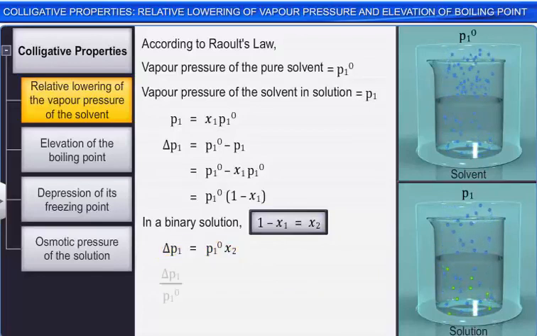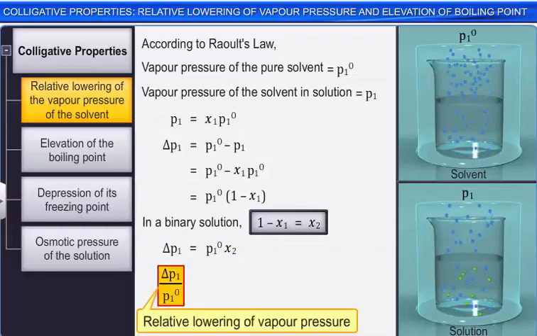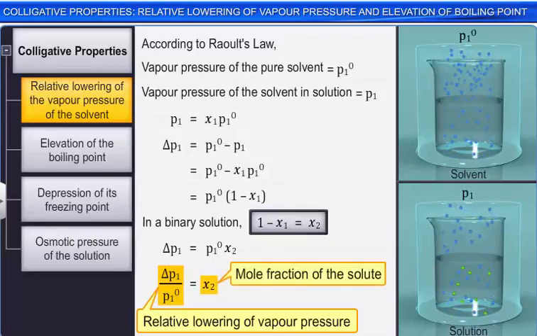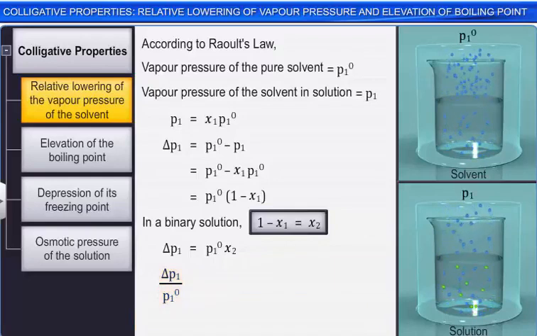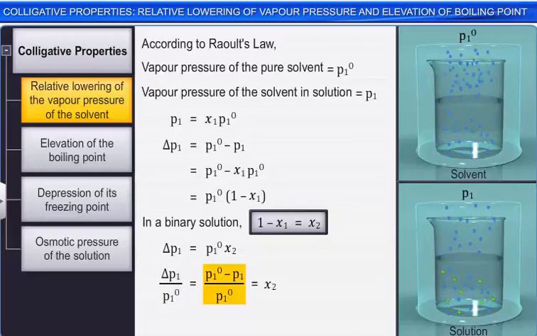The lowering of vapor pressure relative to the vapor pressure of pure solvent is called relative lowering of vapor pressure. Therefore, relative lowering in vapor pressure ΔP1/P1⁰ is equal to X2, the mole fraction of the solute. In other words, (P1⁰ − P1)/P1⁰ = X2. Thus, it can be seen that relative lowering in vapor pressure depends only on the concentration of solute particles and is independent of their identity.